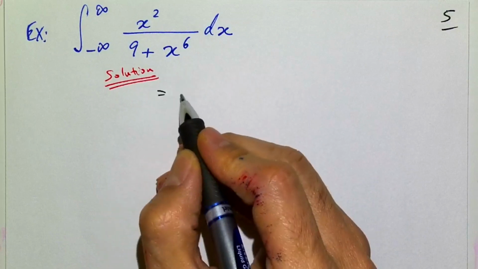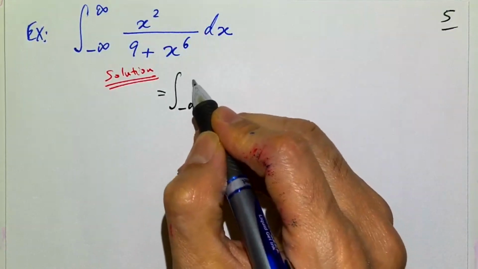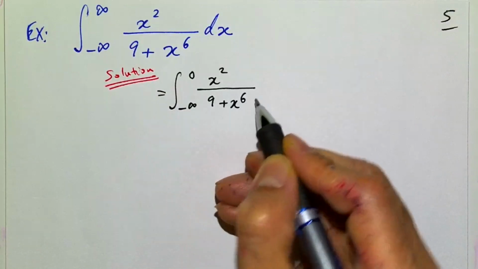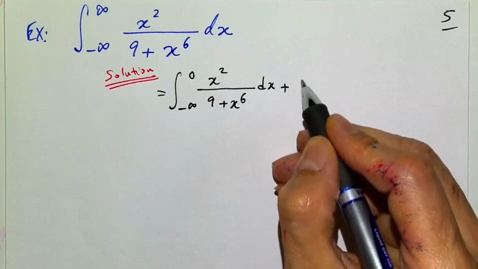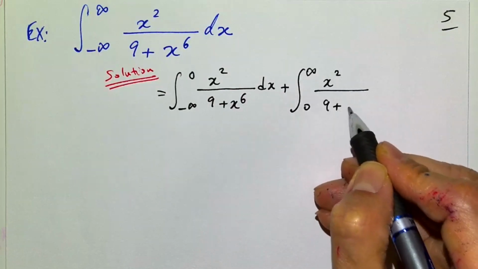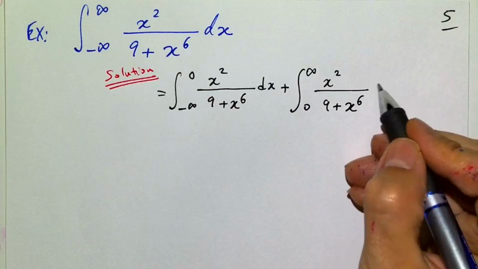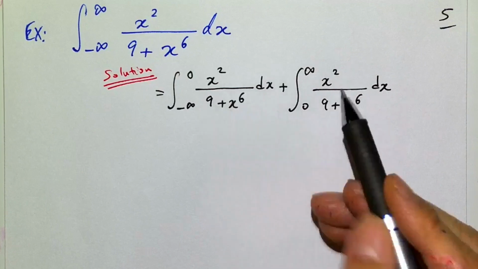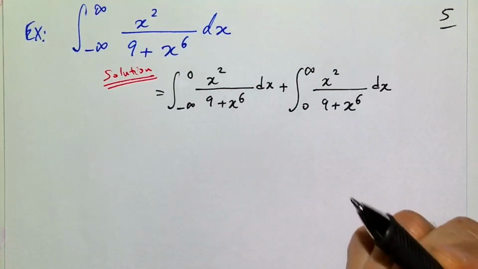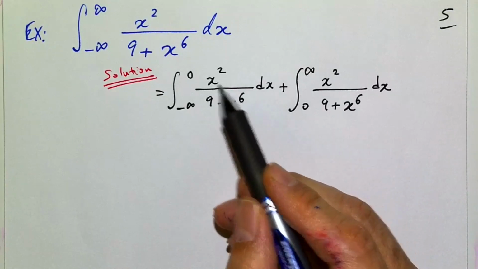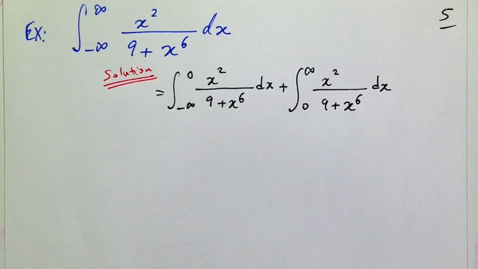So we have negative infinity to 0 of x squared divided by 9 plus x to the 6th power dx, plus 0 to infinity of x squared divided by 9 plus x to the 6th dx. Okay? So notice that in this case, the integrand is even, which means it's symmetric with respect to the y-axis. This is something we learned in pre-calculus.